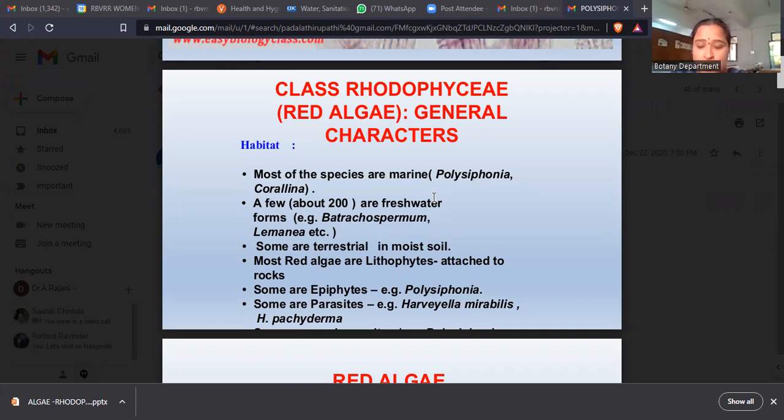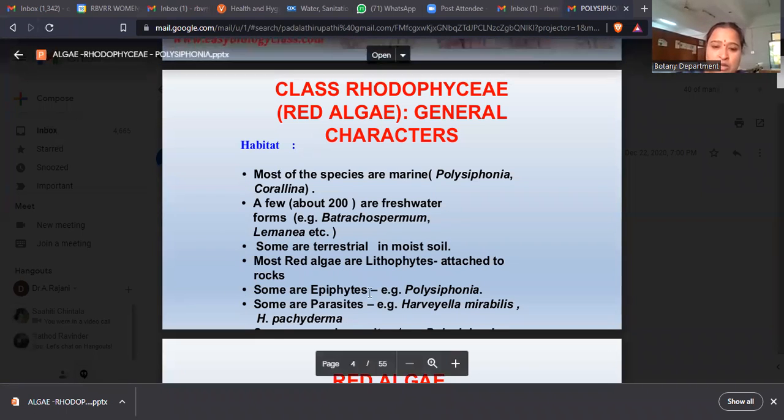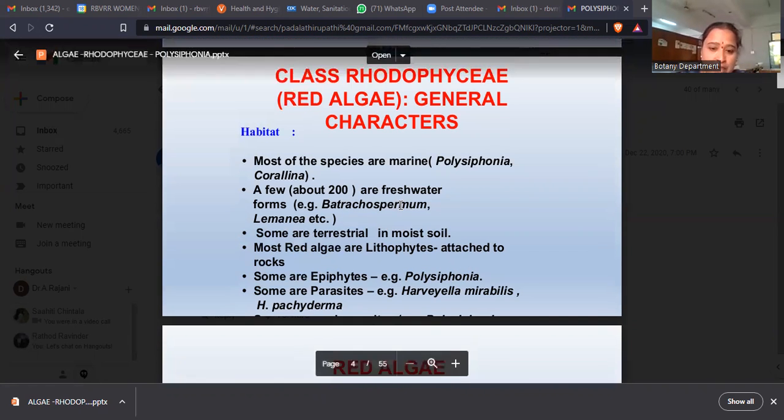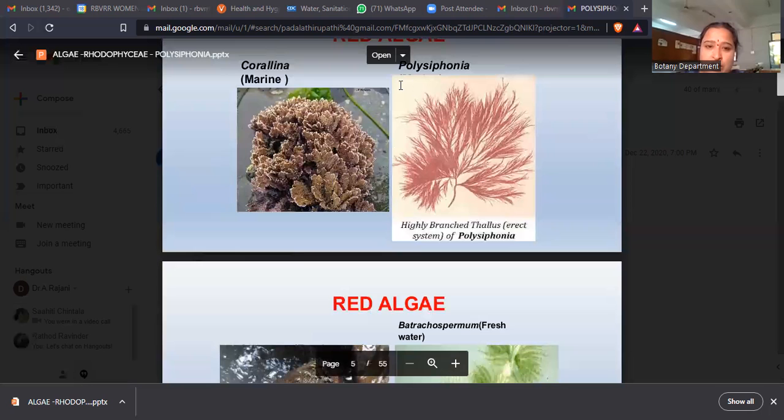Here, all are ocean forms; only a few are epiphytic. The best example is Polysiphonia mangroves, which is epiphytic. Another, Polysiphonia lanosa, is epiphytic on Laminaria. Laminaria is a Phaeophyceae, also an ocean or marine alga. So Polysiphonia grows as an epiphyte on Laminaria. This is the habitat. And see here, this is the Polysiphonia picture.